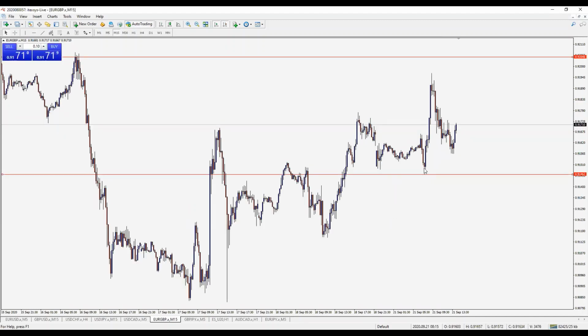Again, only if the price will break out this last low, the last bottom that the price created in this bullish momentum. This is the last one, okay? If the price breaks out this one, it's kind of a confirmation that the momentum changed from bullish to bearish.